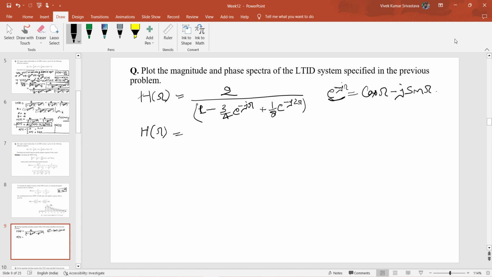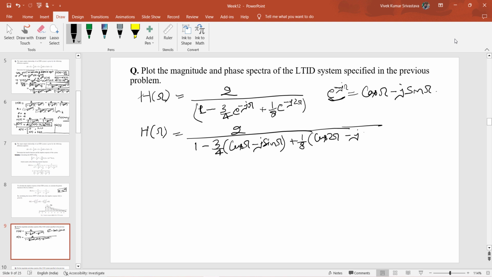So H of omega can be written as 2 over 1 minus 3 by 4 (cos of omega minus j sine of omega) plus 1 by 8 (cos of 2 omega minus j sine of 2 omega). Further we can solve this H of omega as 2 over 1 minus 3 by 4 cos of omega plus 1 by 8 cos of 2 omega.